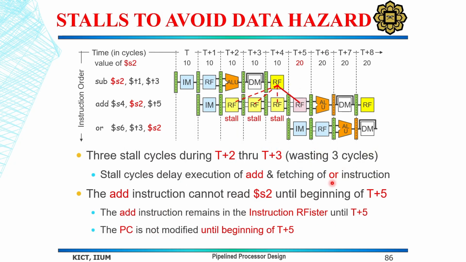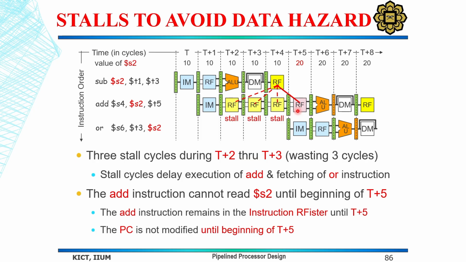So how do we solve this problem? We can solve it by having stalls. Stalls means we put a delay. So 3 stalls from T plus 2 through T plus 4, wasting 3 cycles just to make it stop for a while before it continues. Stall cycles delay execution of the add instruction and the fetching of the next one. The add instruction cannot read $S2 until the beginning of T plus 5.